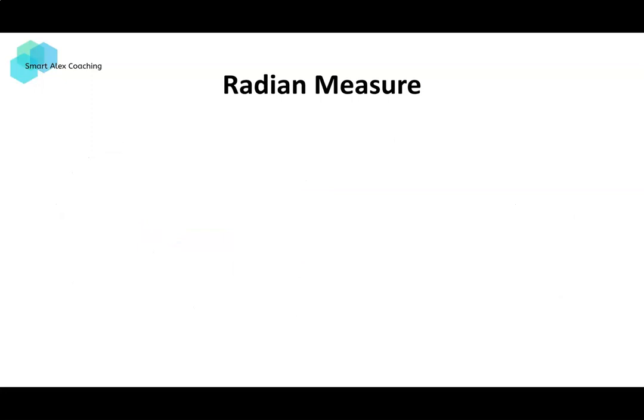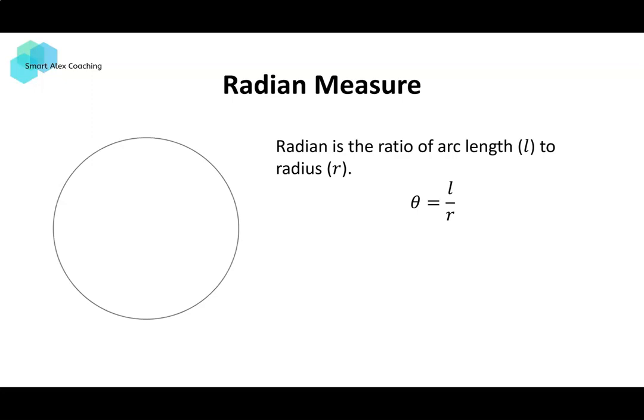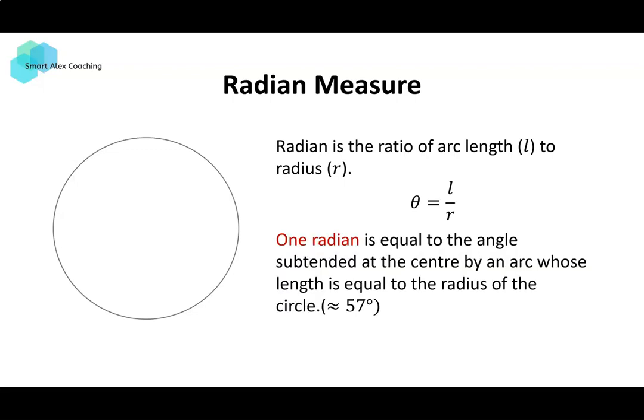On the other hand, the radian measure connects the rotation and the circle. Radian is defined as the ratio of arc length L to the radius R. Theta is equal to L on R. So what does 1 radian look like? 1 radian is equal to the angle subtended at the center by an arc whose length is equal to the radius of the circle, and this equates to approximately 57 degrees.